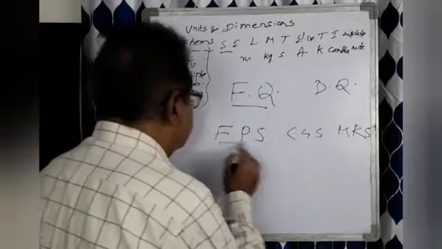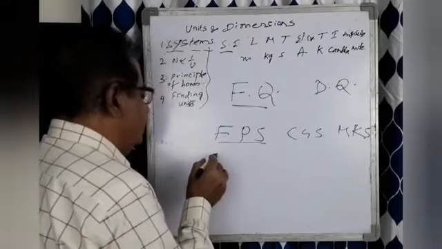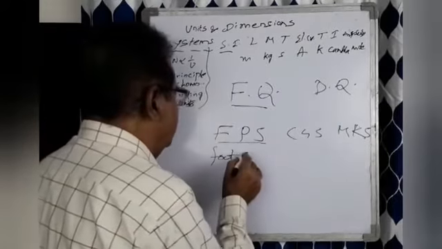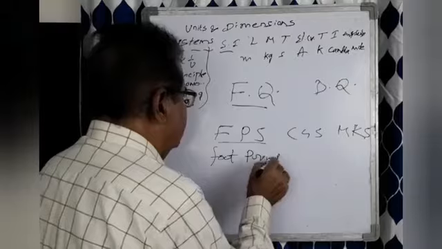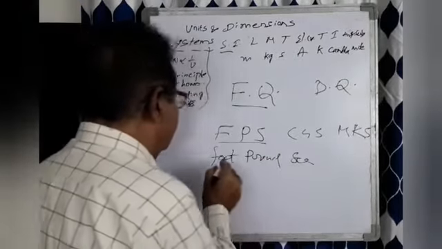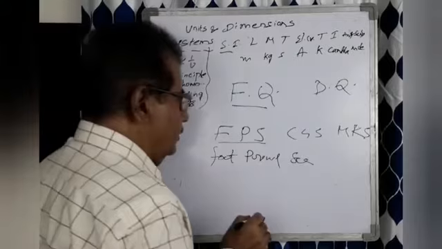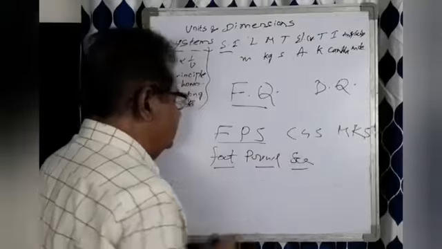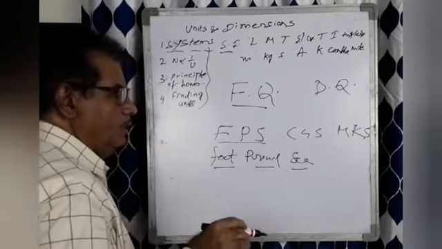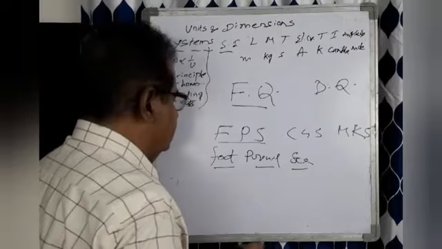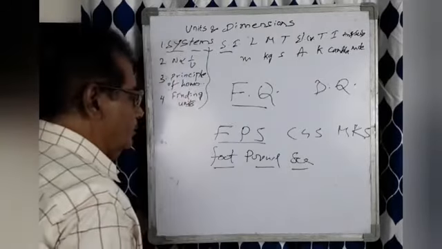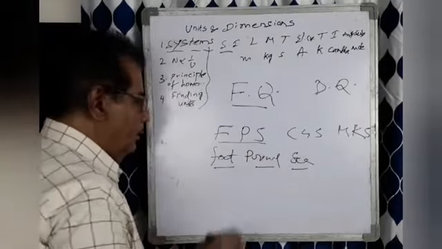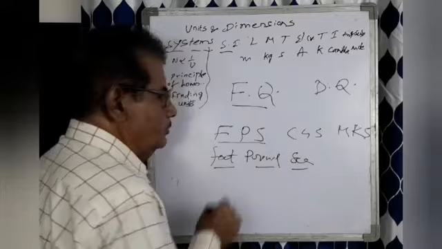In the FPS system, the unit of length is foot, the unit of mass is pound, and the unit of time is second. But in advanced western countries like USA and UK, they still follow the FPS system. Here we have the speed of a car in kilometer per hour. They have only mile per hour. And here we have mass in kilograms. They still measure in pounds.